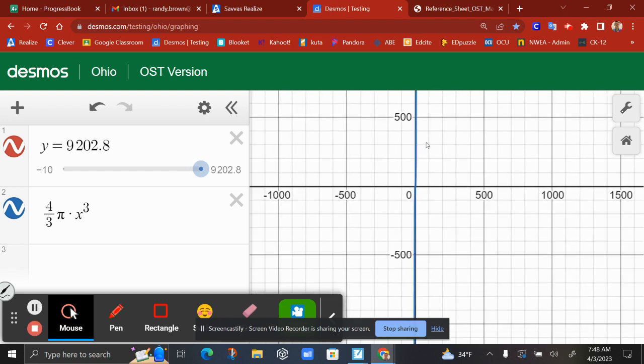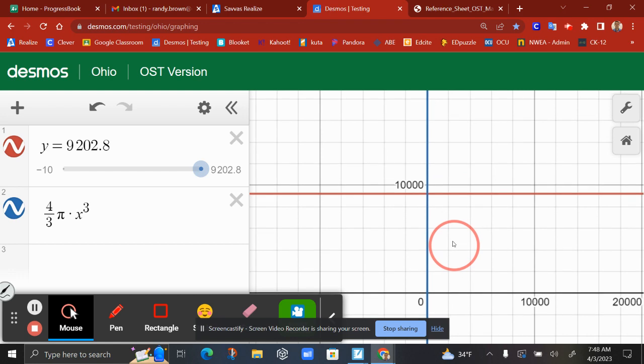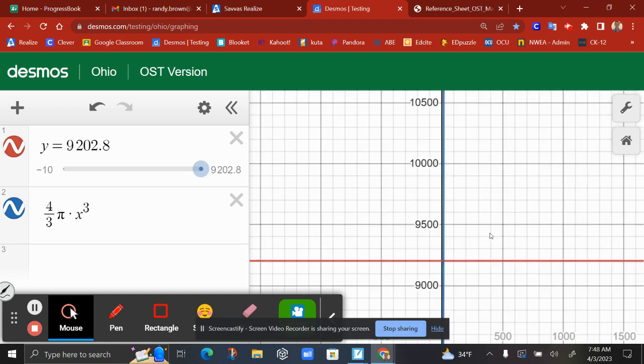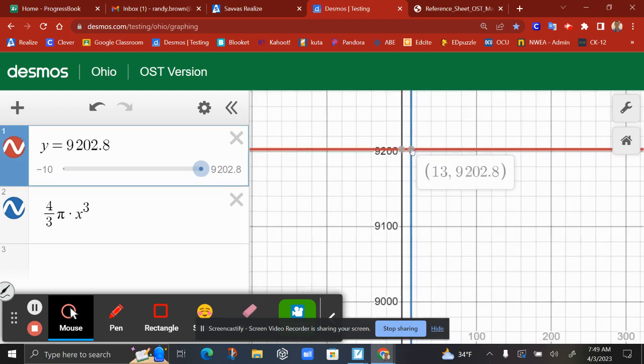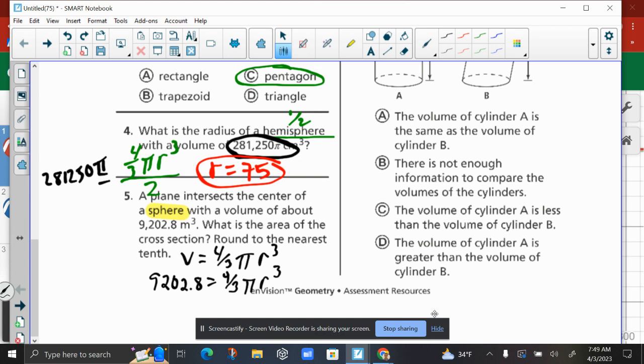So again, I need to go to 9,000 because that's what that number is. And see my red line. So 13 is my radius. Now it didn't ask for the radius, but r equals 13. That is good to know. We need that.